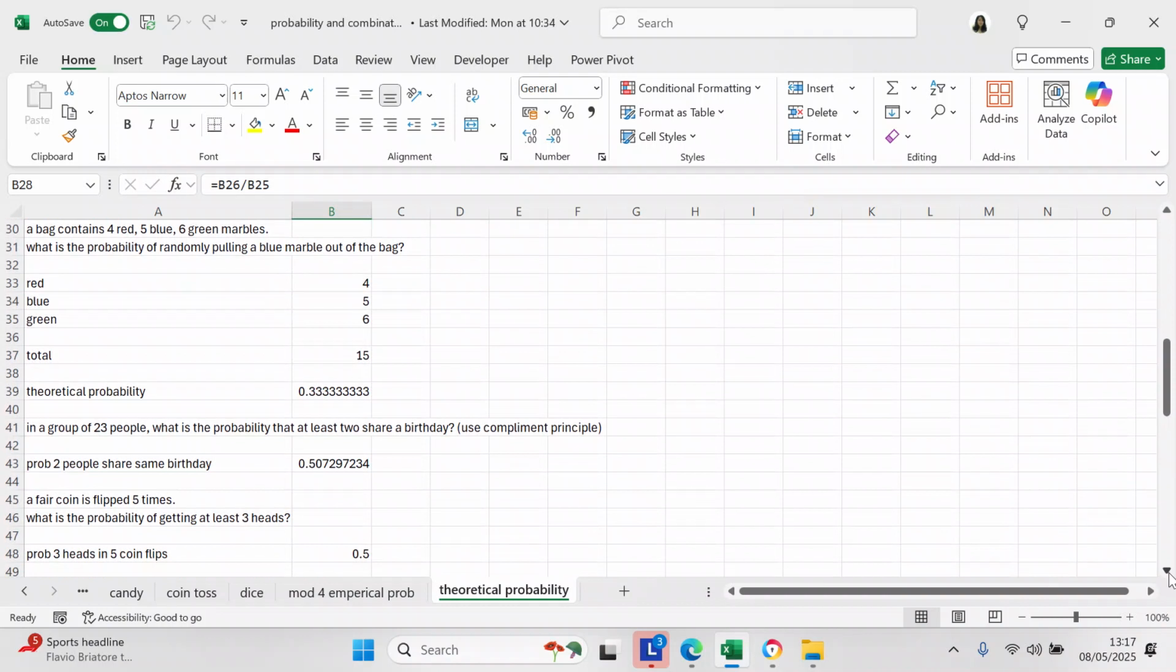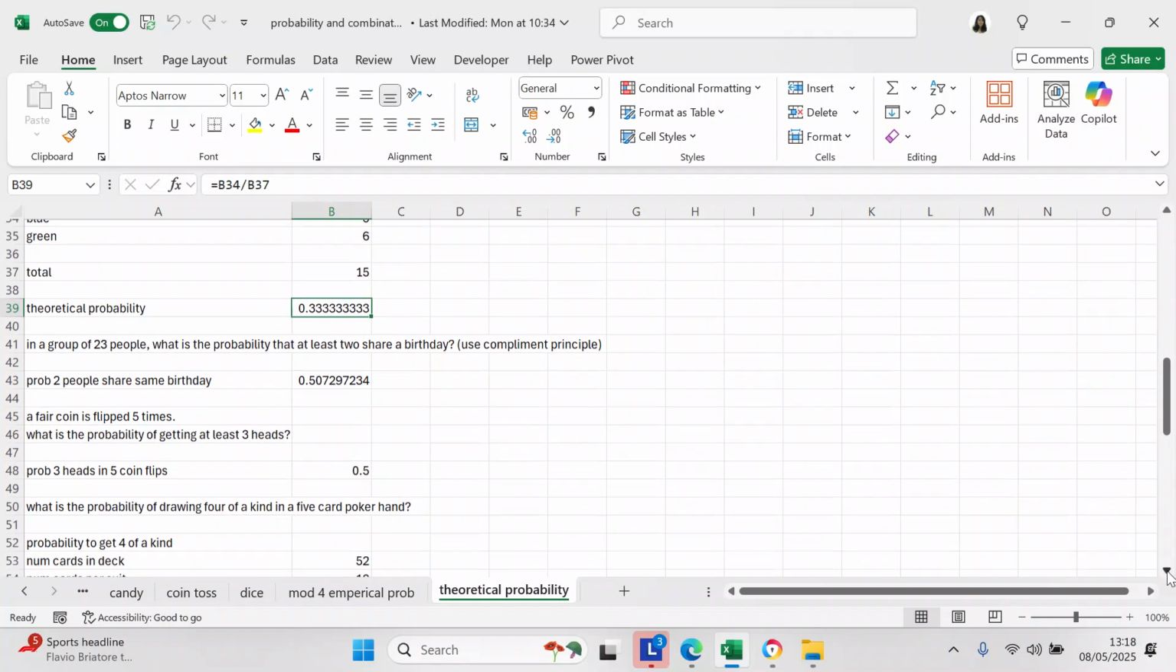The next question we have is, a bag contains 4 red, 5 blue, 6 green marbles. What is the probability of randomly pulling a blue marble out of the bag? So you calculate that by, you have 4 red, 5 blue, 6 green, and you have a total of 15. So you total up the red, blue, and the green. And the theoretical probability is blue divided by the total, which is B34 divided by B37, and so it's going to be 33%, or 33.33% really.